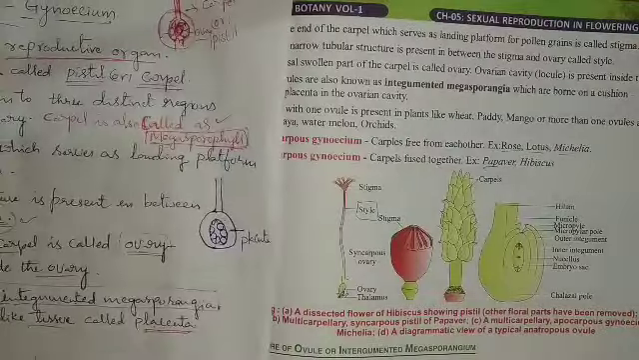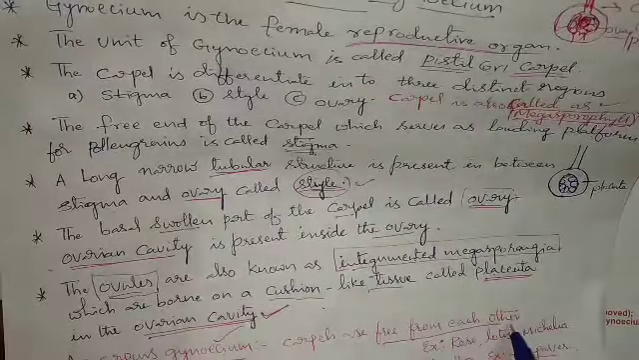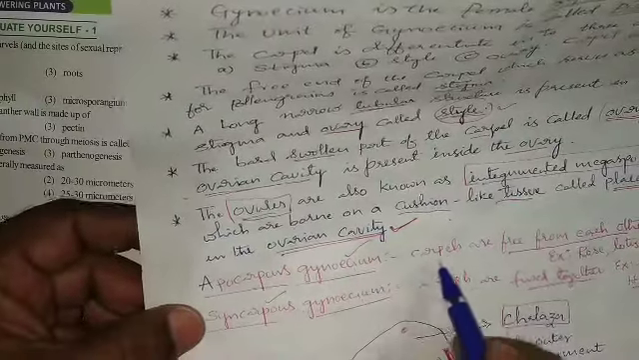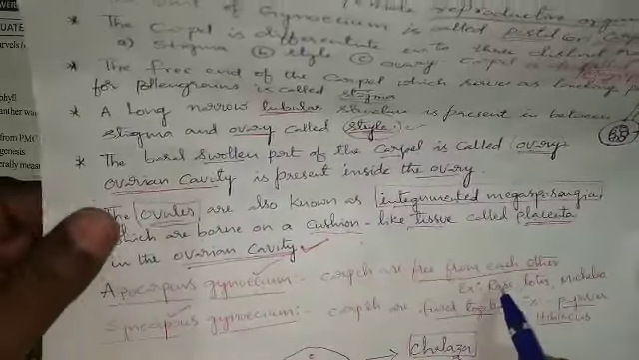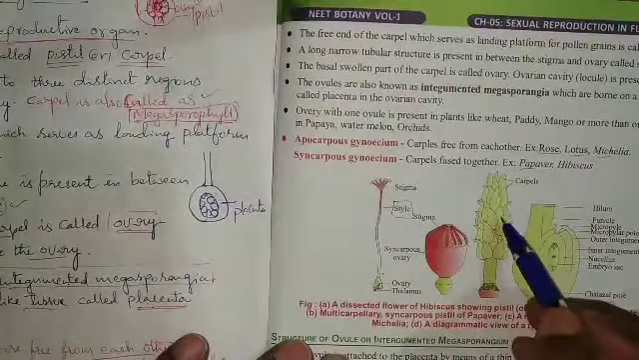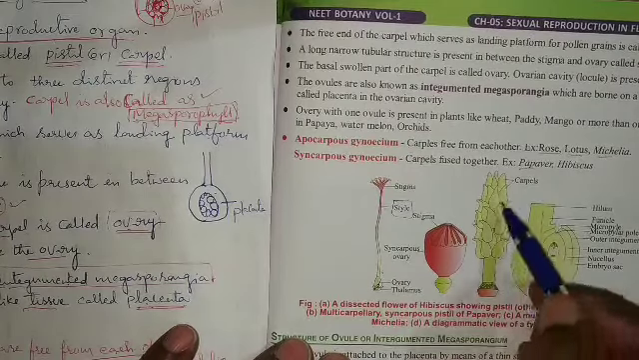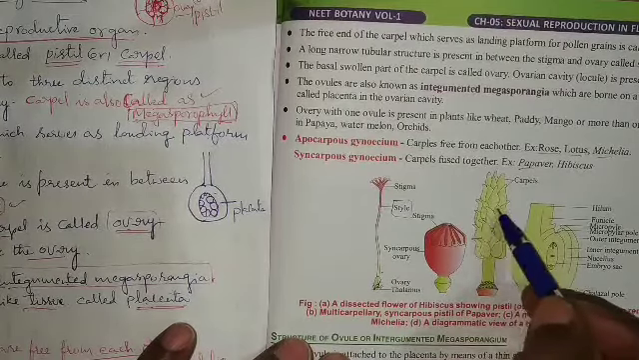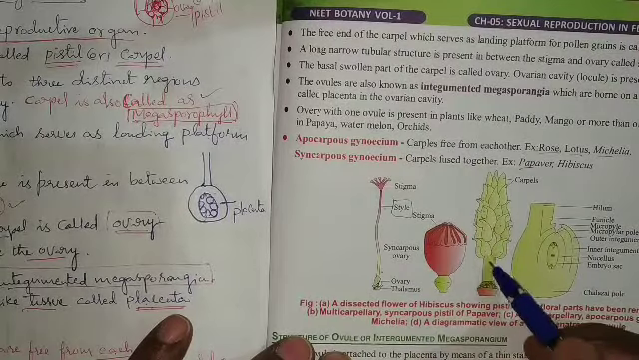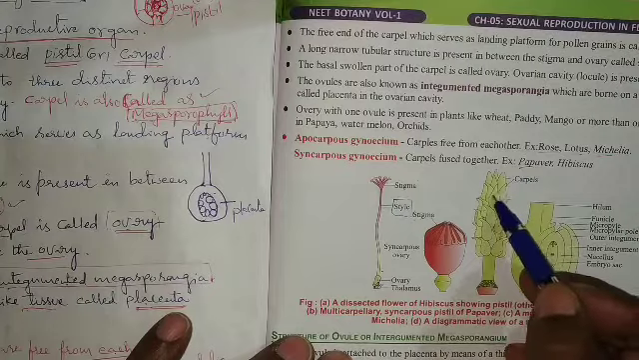If the carpels are free from each other in the flower, that is called an apocarpous gynoecium or apocarpous ovary. Examples are rose, lotus and michelia. This is a michelia gynoecium. Here the carpels are free and independent on the base of the flower.